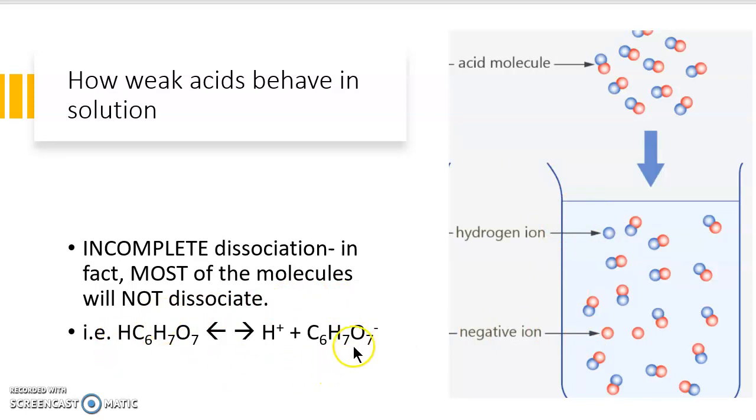When we write the equation, you'll notice it's now a two-sided arrow. This is how I do a two-sided arrow in PowerPoint. That two-sided arrow tells you that in solution, you're going to have the whole molecule, that's all of these guys.